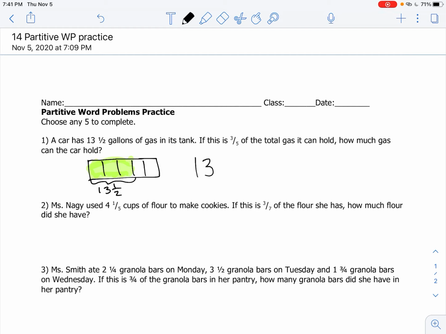So if I split the 13.5 into 3 groups, that'll tell me how much goes into each box, right? Then I can multiply that amount by 5, and that will tell us how much is in a full tank of gas. So really what we're doing here is we are taking our 13.5 and dividing it by 3/5.